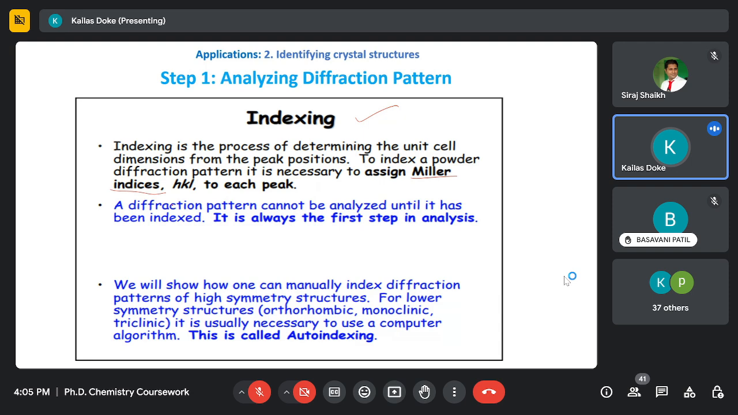for Miller indices, further rearranging this equation, we got a pattern related to sine square theta upon h square plus k square plus l square, which is equal to lambda square upon 4a square. Another equation we got is 1 by d square is equal to h square plus k square plus l square divided by a square. And with the help of this equation, we can easily find out the a values.